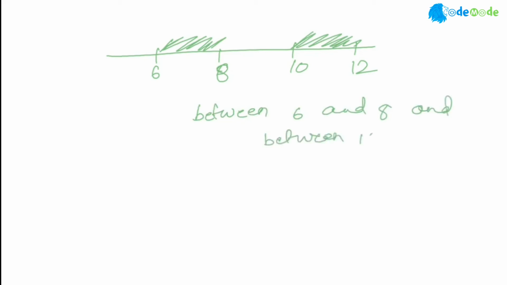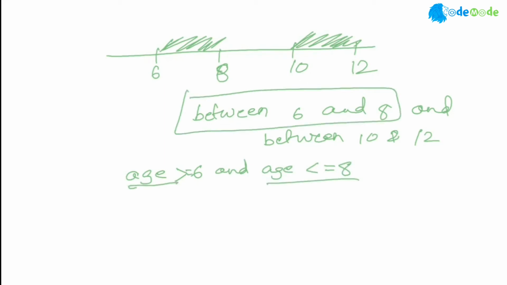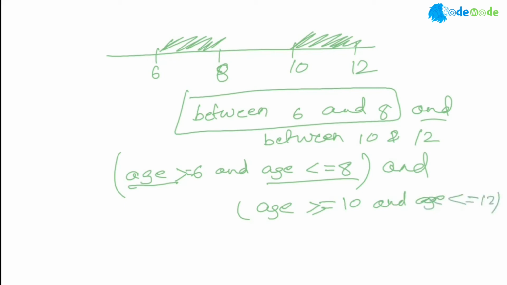between 10 and 12. So if you notice it here, you will say age greater than or equal to 6 and age less than or equal to 8. That's one condition. So this will satisfy this part. How about this part? And I will again say age greater than or equal to 10 and age less than or equal to 12. This is my second condition.